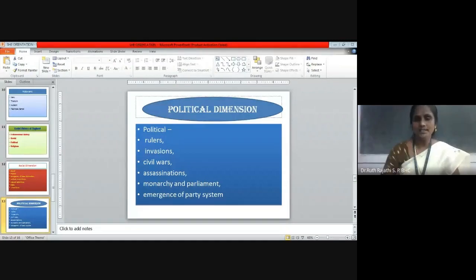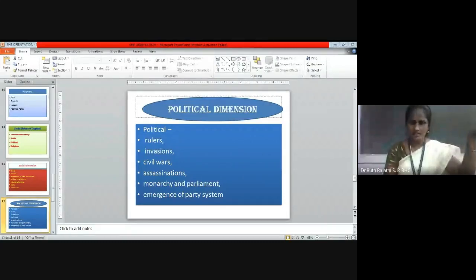In the political dimension, as I told you, we will be knowing about the rulers, the kings, in chronological order. And the next aspect will be about invasions. When you read the early history of England, you come to know three countries invaded England. The first invasion is from Rome, the Roman invasion, the second one the German invasion, and the third one the Norman invasion. These countries invaded England in the early times, and this impacted the land.